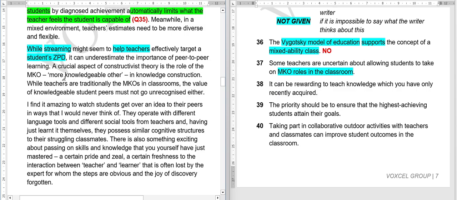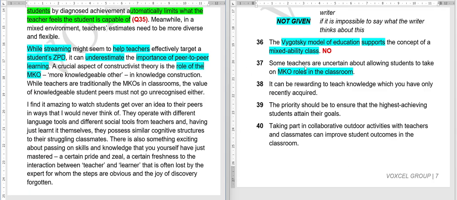So it can help teachers to understand what students are capable of, what their learning ability or learning capacity is, but it can underestimate the importance of peer-to-peer learning, like what we can learn from our peers. A crucial aspect of constructivist theory is the role of the MKO. So here is the question about MKO. Let's read the question now.